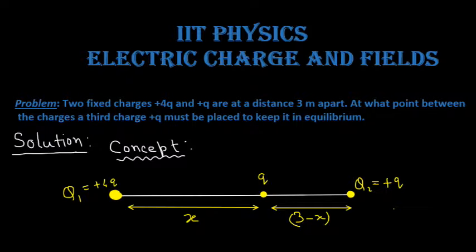In the diagram, we can see two charges, q1 equal to 4q and q2 equal to plus q, at the two ends, and the charge q, small q, is kept in between them at a distance x from q1. So the distance of charge q from q2, that is plus q, is 3 minus x, because the total distance is 3.